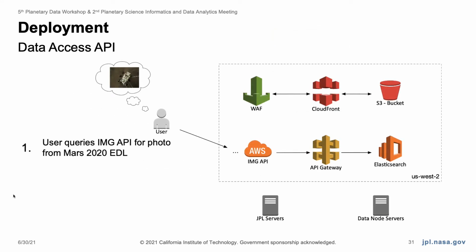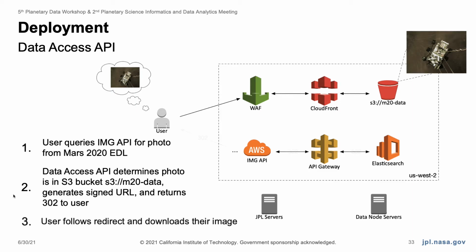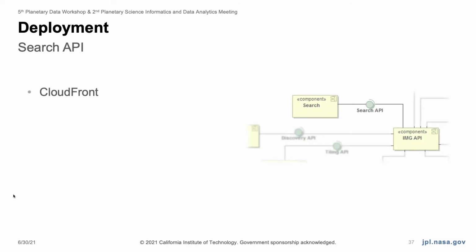So as an example, suppose that a user queries the imaging API for a photo from Mars 2020's entry, descent, and landing. Then the imaging API, or data access API, is smart enough to know that that data is in an S3 bucket, so it gets that URL and sends it to the user. And then the user can follow that redirect and download the product.